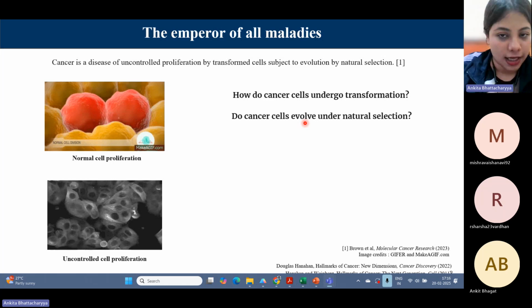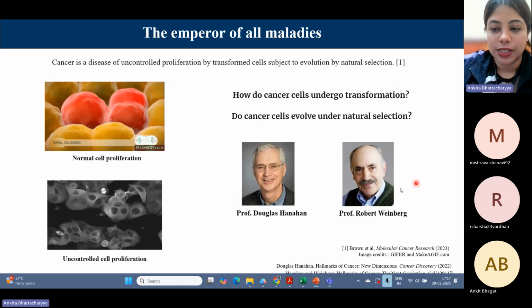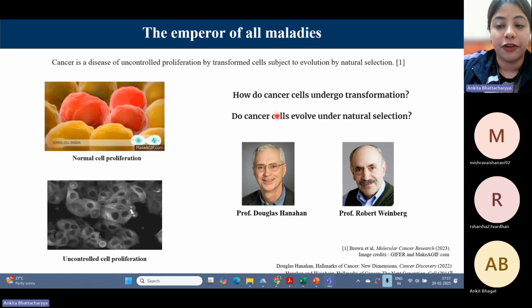So all of this we'll discuss in more detail, don't worry. But to answer this question very briefly, yes, they do evolve. And how they undergo transformation is something we'll address later on. But basically, these are the two scientists who should definitely be credited with this understanding of how cancer cells transform.